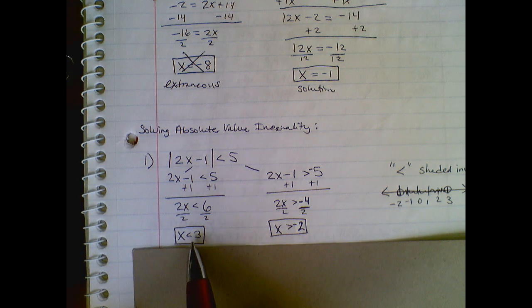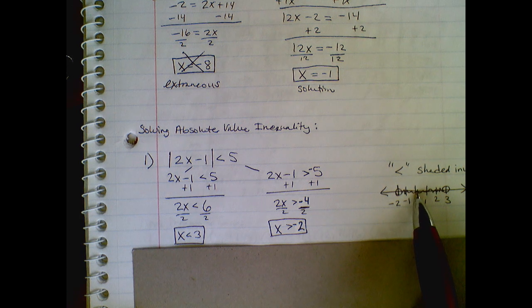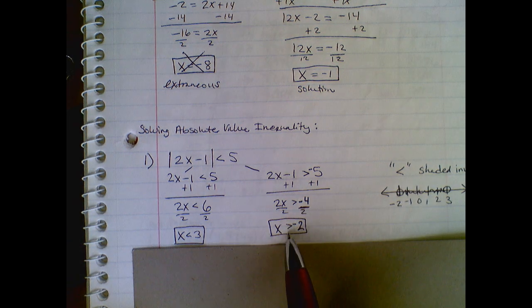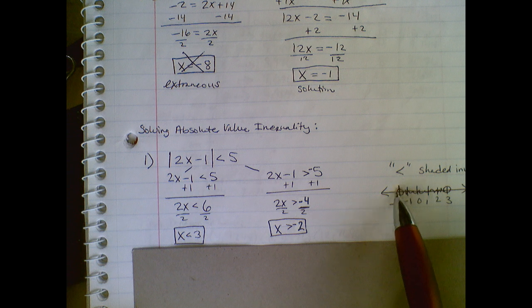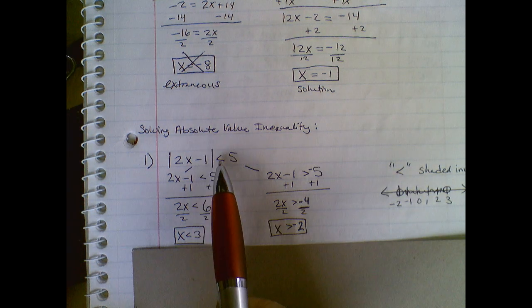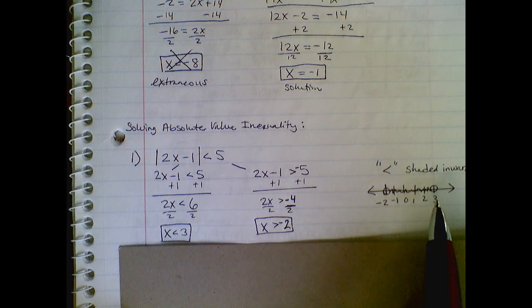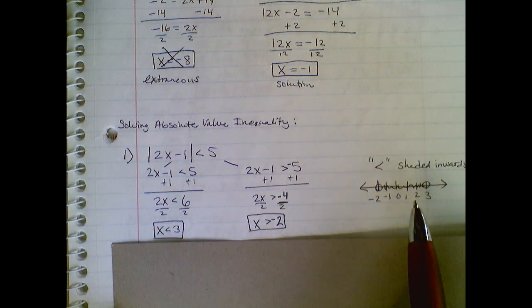So x is less than 3. I'm going to have an open circle at 3. It's less than that, so I shade to the left. X is greater than negative 2, so I have an open circle at negative 2, and I shade to the right. So anytime the original problem was less than, it's going to be an and statement, meaning that it's going to be shaded inwards.